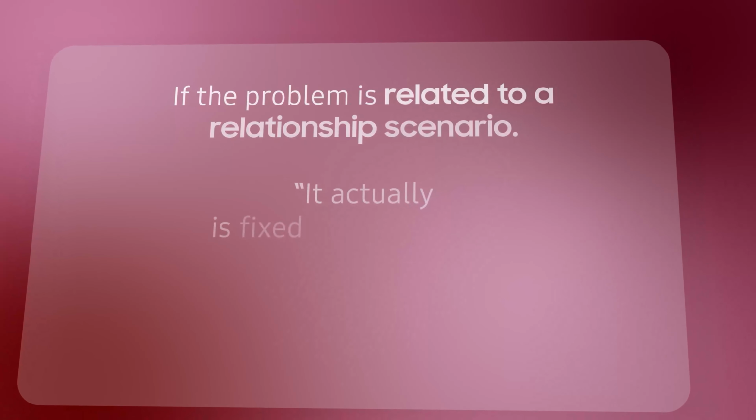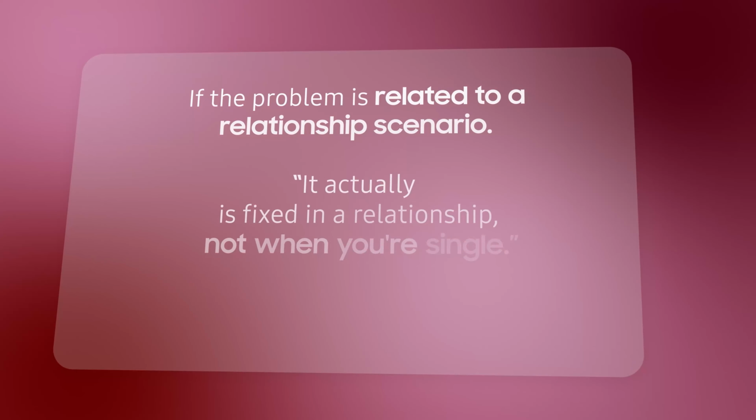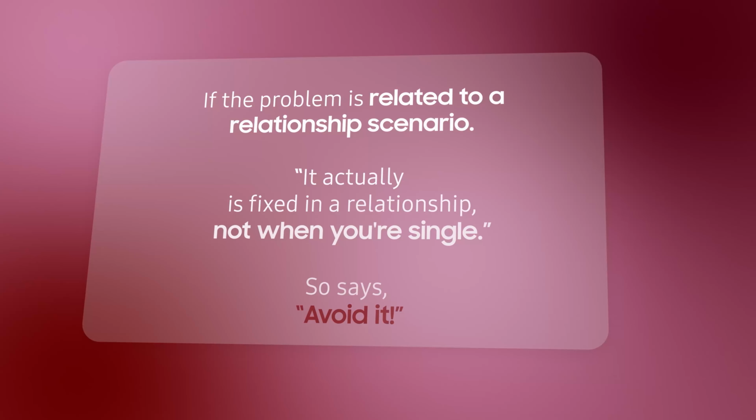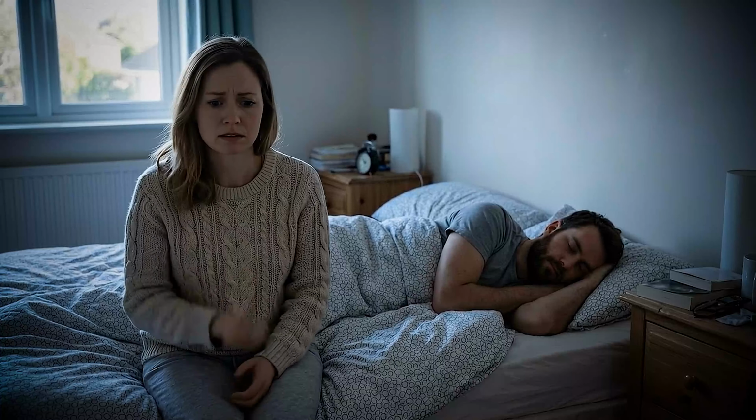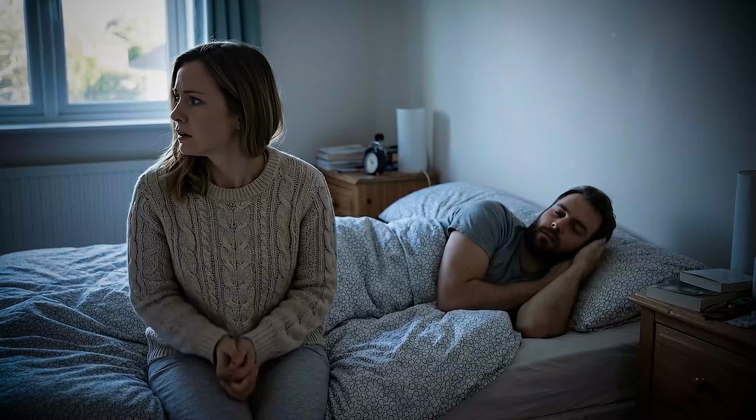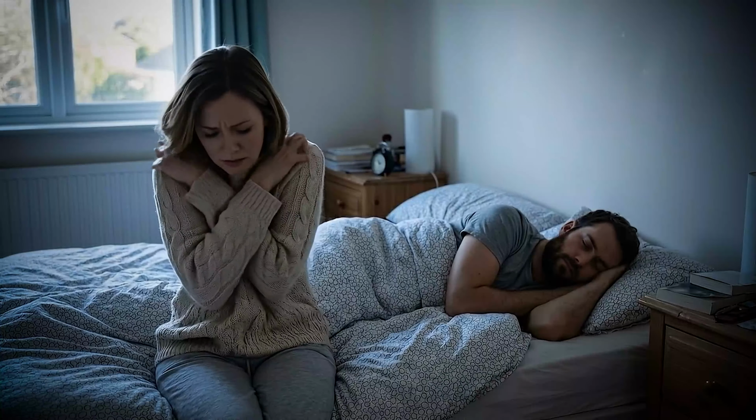But I was working with a therapist a couple decades ago who really said something that changed my mind on this entirely, which was, if the problem is related to a relationship scenario, it actually is fixed in a relationship, not when you're single. So avoidant and anxious attachment styles tend to come out of interrelational types of experiences, and the best way to actually heal them is when we're in a relationship.